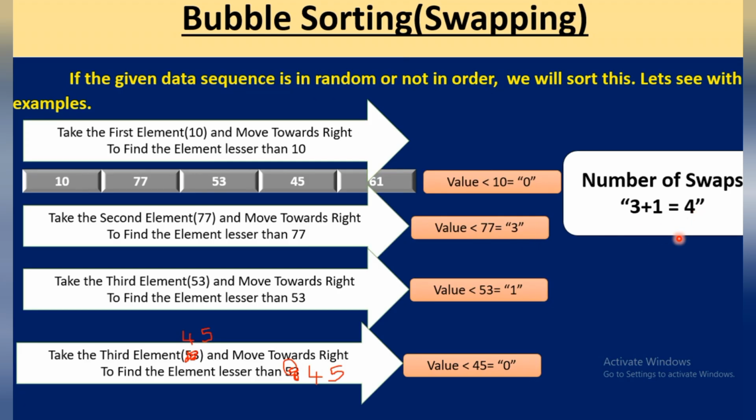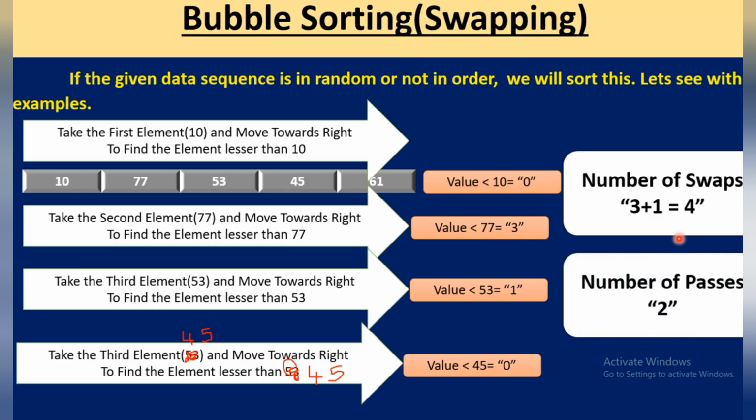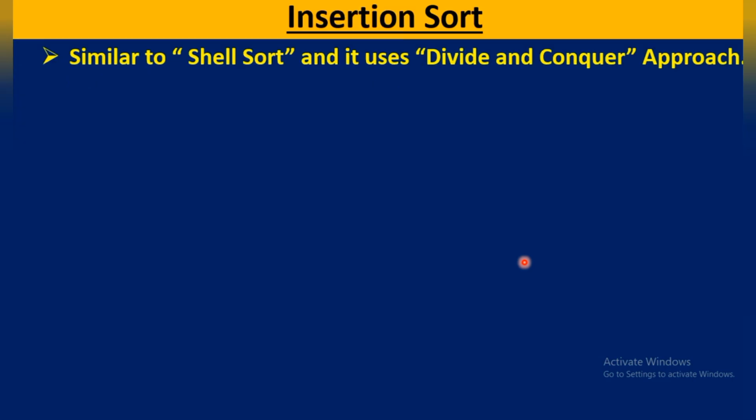It means we need 4 swaps in order to make these elements ordered, right friends? The number of passes is 2, because this is one area, 3, and this is another area, 1. So the number of passes that we require is 2. The number of swaps is 4 and the number of passes required to arrange these elements is 2. I think that will be clear.